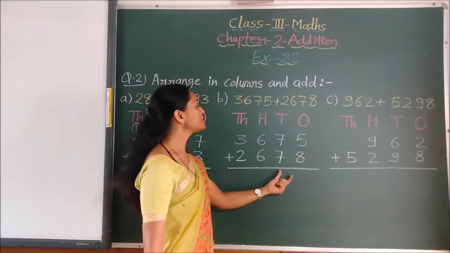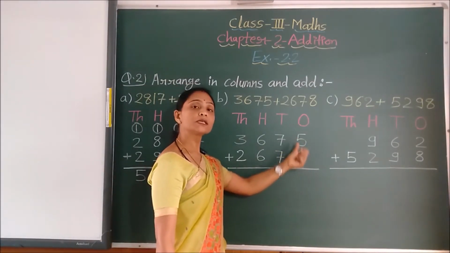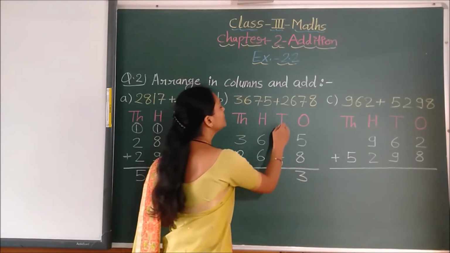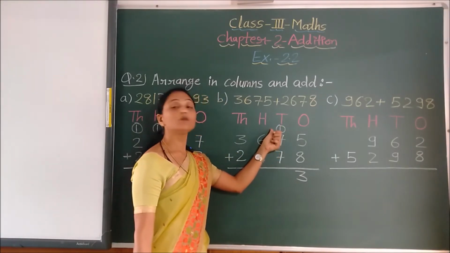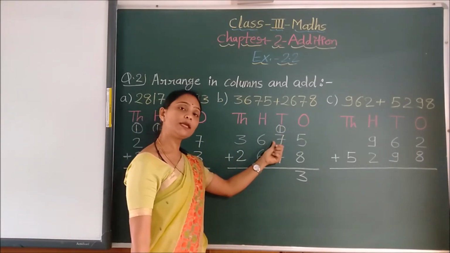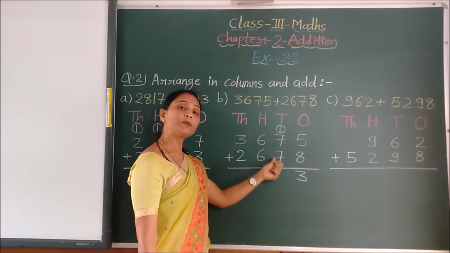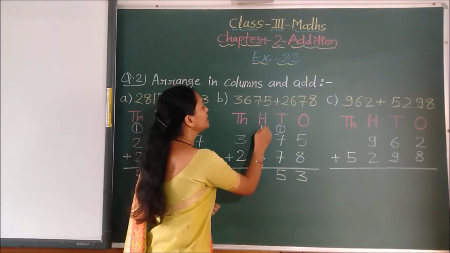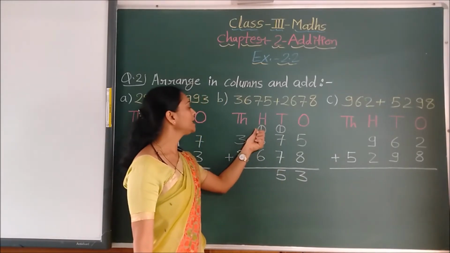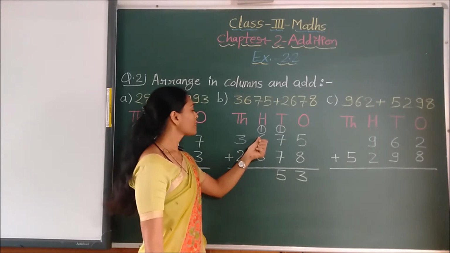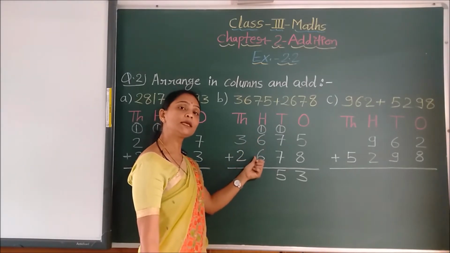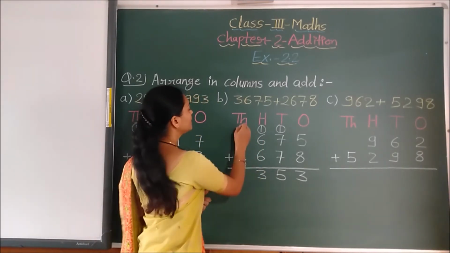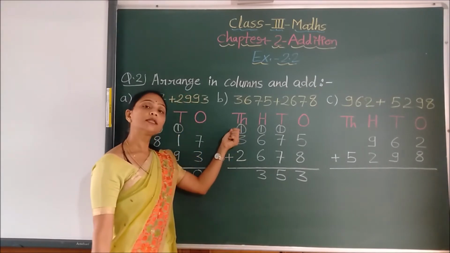We will solve this one also. See, 5 plus 8, how much? 5 plus 8, 13. So we have to write here 3 and 1 carryover on tens place. Now 1 plus 7, 8, and 8 plus 7, 15. So we have to write here 5 and again we got 1 carryover on hundreds place. Now 1 plus 6, 7, and 7 plus 6, how much it is? 13. So we have to write here 3 and again 1 carryover on thousands place.